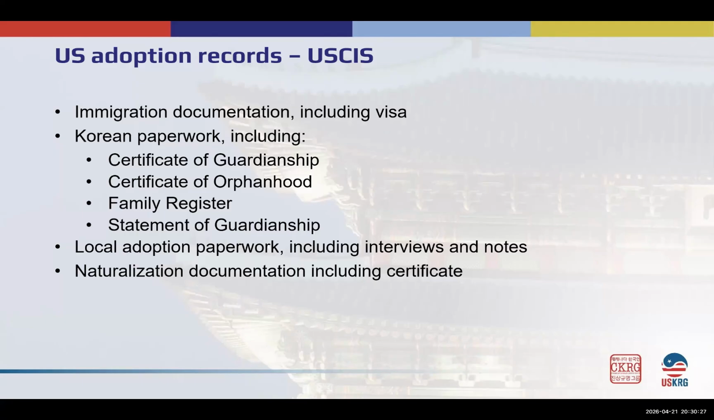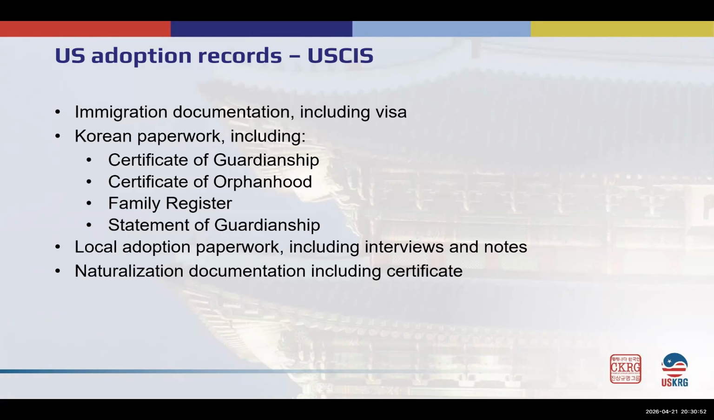And we tell you on our website, USKRG.org, different ways where you can try to minimize these redactions. But basically, USCIS will have a copy of your immigration records, like your visa applications and stuff like that. They'll also have a copy of your claim paperwork. And there's four things that they required: the certificate of guardianship, the certificate of orphanhood, family register, and statement of guardianship.